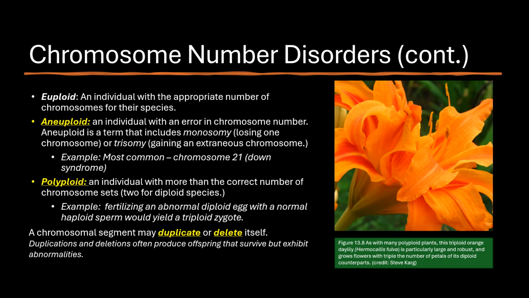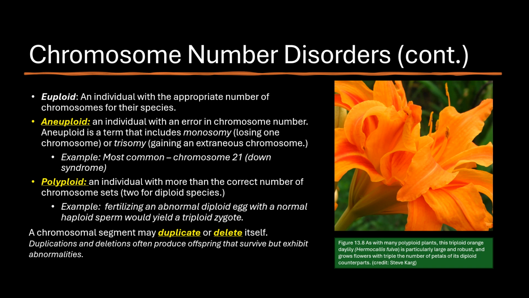So let's talk a little bit more about chromosome number disorders. An individual considered euploid is an individual with what we consider the appropriate number of chromosomes for their species. Once again, someone considered aneuploid, that's an individual with an error in chromosome number. Aneuploid is a term that includes monosomy, which is losing one chromosome, or trisomy, gaining an extraneous chromosome. So once again, Down syndrome being chromosome 21, the most common example of trisomy. It's often called trisomy 21.